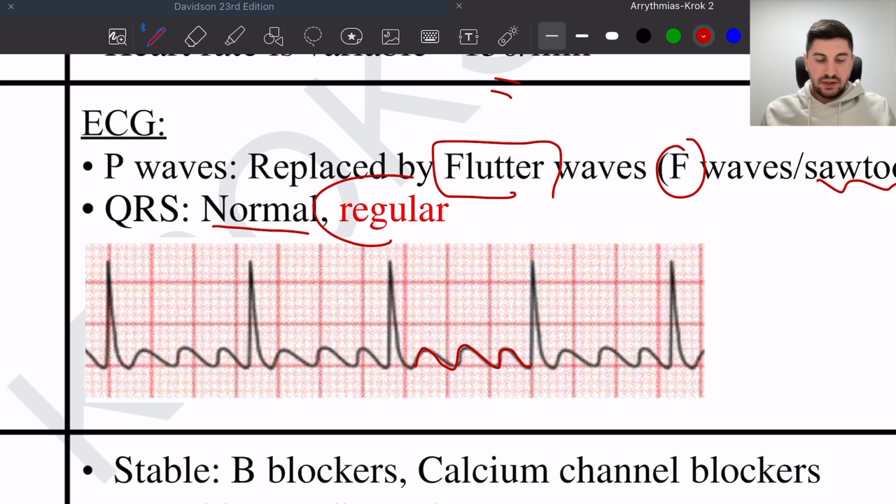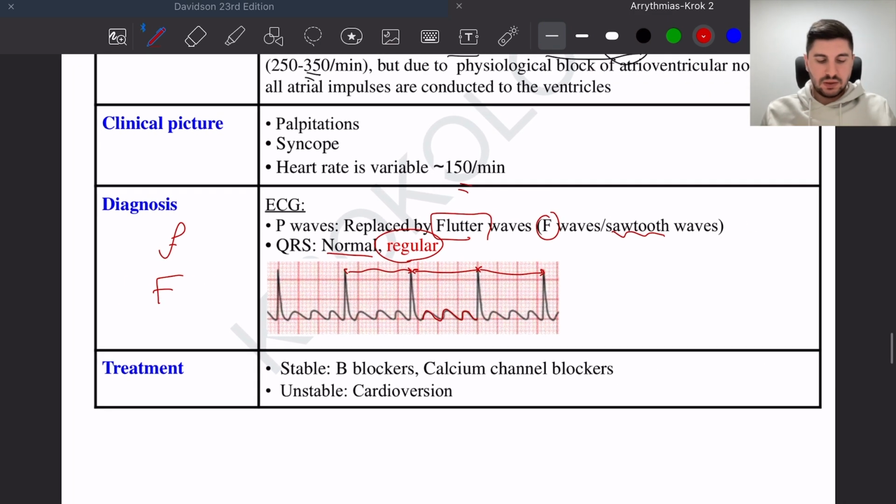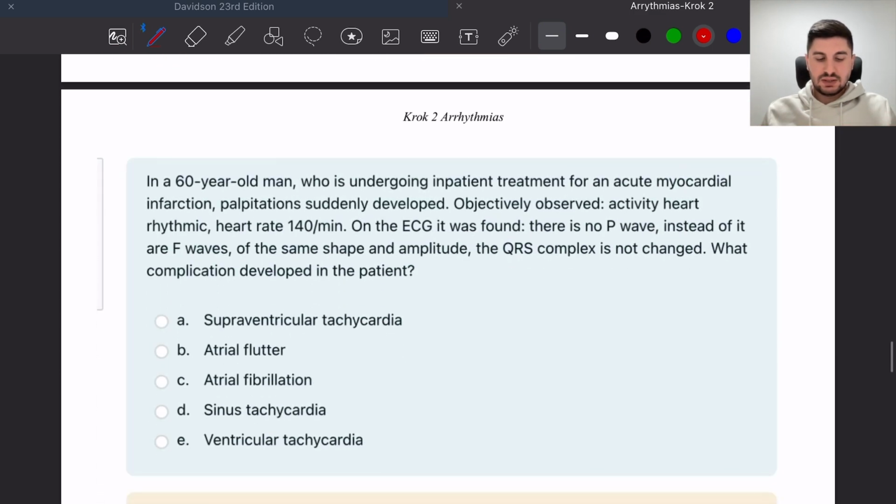And as you can see here, the QRS is normal and regular. Here we have regular RR intervals. This is an important difference between atrial flutter and atrial fibrillation. Atrial flutter is regular, atrial fibrillation is irregular. The treatment here is more simple. Stable, give beta blockers, calcium channel blockers. This will slow down the heart rate. Unstable, cardioversion, and that's it.